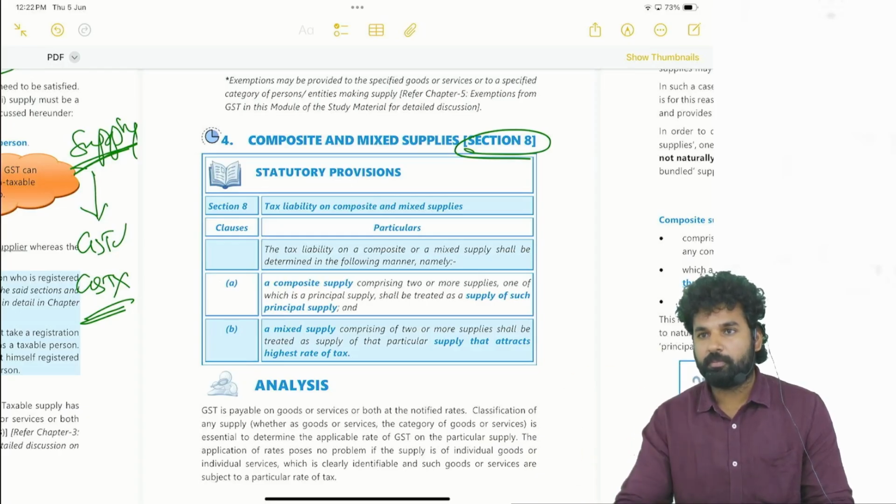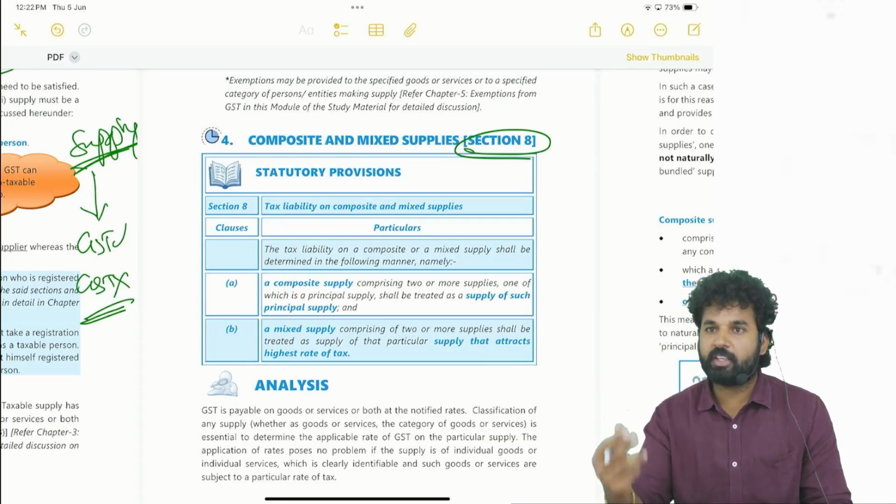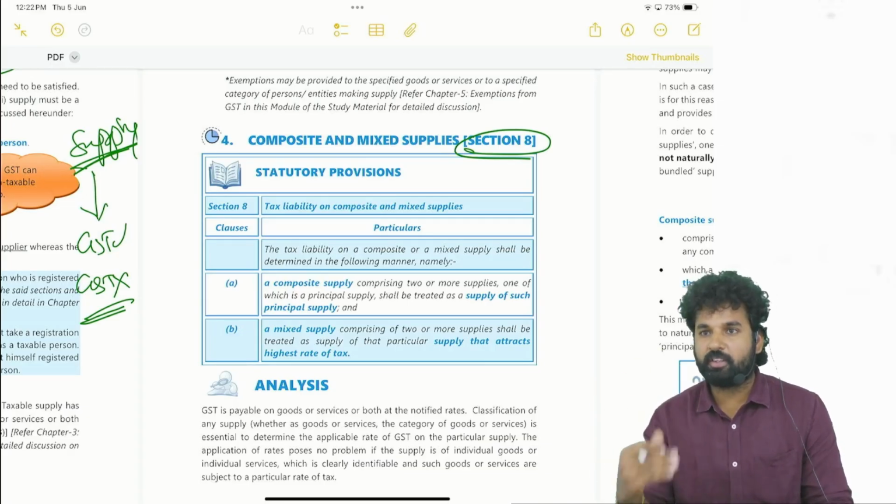Online order is there, no? You are placing an online order. Goods is the main supply. Ancillary supply and supporting supply is delivery. So which rate has to be applied? Main supply rate has to be applied.